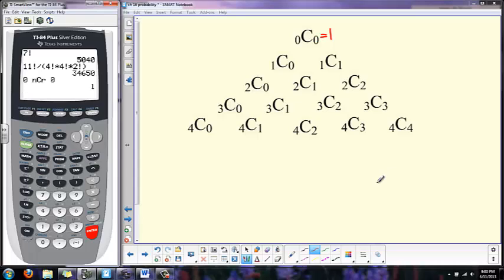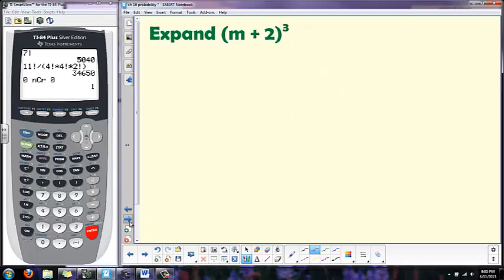So luckily, there is a way for us to figure out what the coefficients are in front of our terms if we want to expand, and we don't have to keep continuing down Pascal's triangle. It's just a cool thing to notice. So let's go ahead and expand this term, m plus 2 raised to the 3rd power. There's a reason why we're going to do that: we're going to write it out, and then I'm going to show you all of the patterns that you can actually see in there.